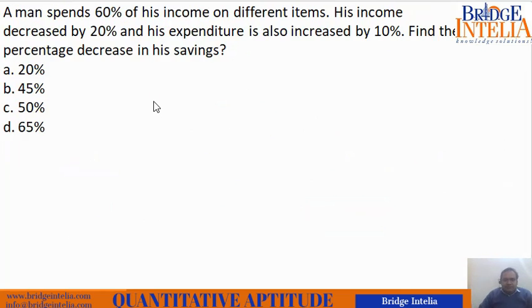So let's say this one. A man spends 60% of his income on different items. His income decreased by 20% and his expenditure also increased by 10%. Find the percentage decrease in his savings. So fine, let his actual or initial salary be 100.